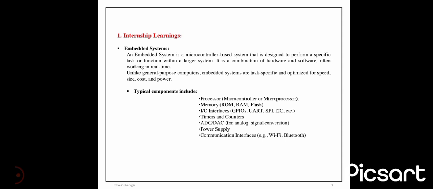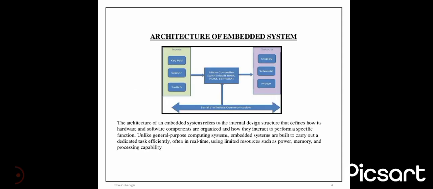Timers and counters. This will control the operation. This will control the clock pulses of the operations. ADC and DAC for analog signal conversion. Power supply and the communication interfaces. These are the typical components in the embedded system. Let's see the architecture of the embedded system.